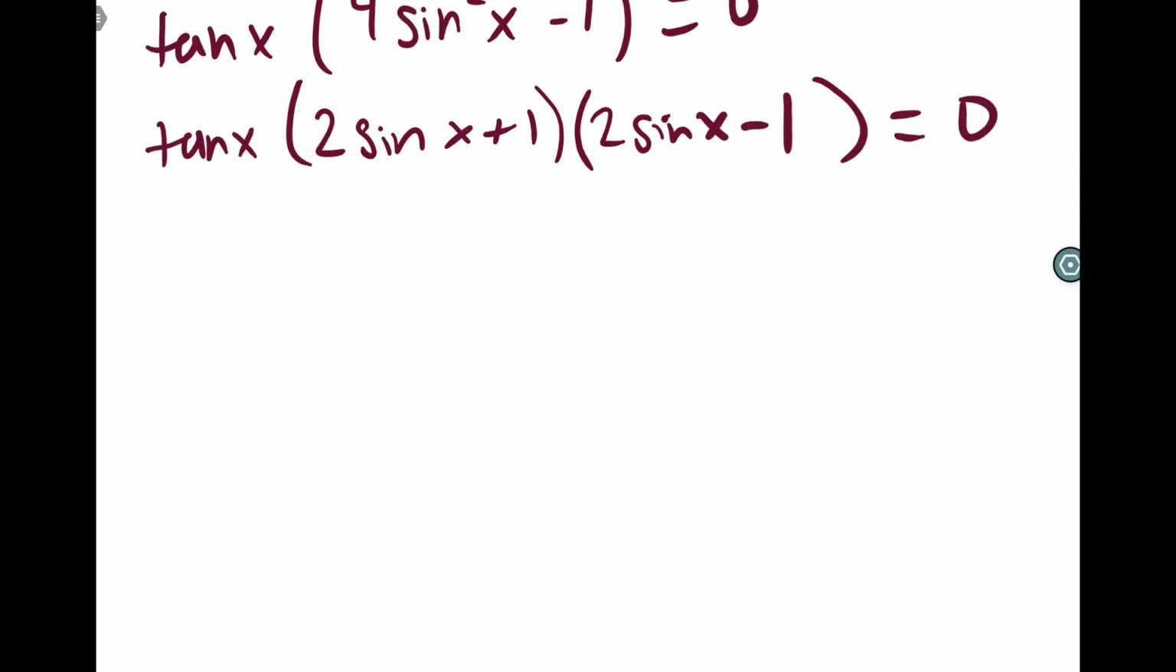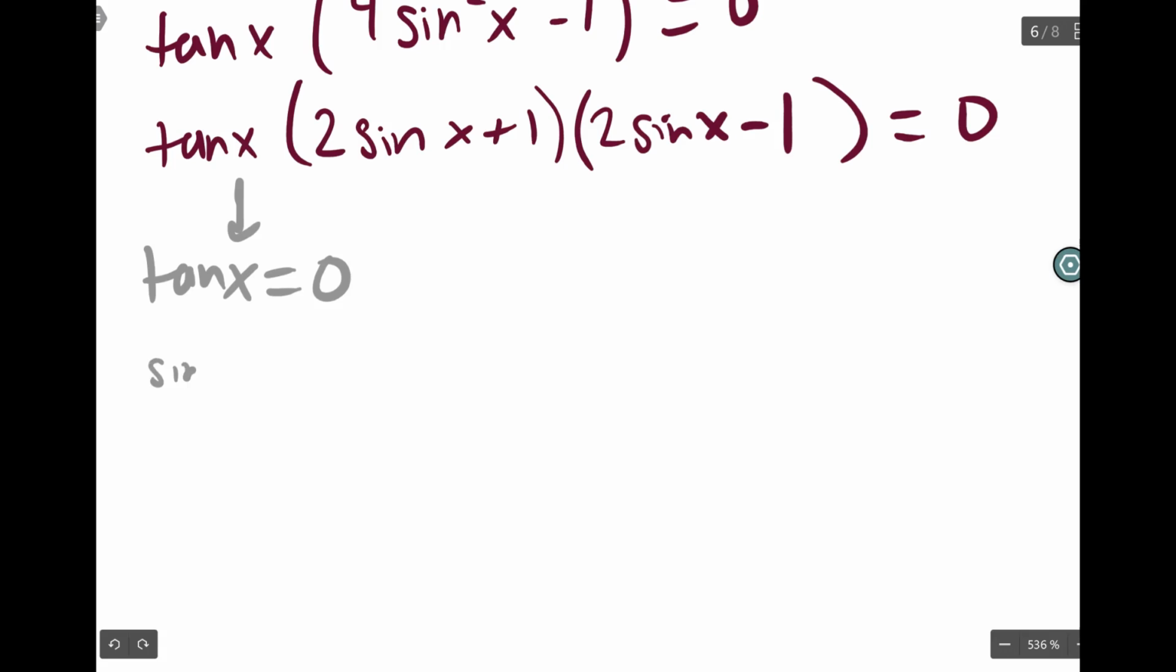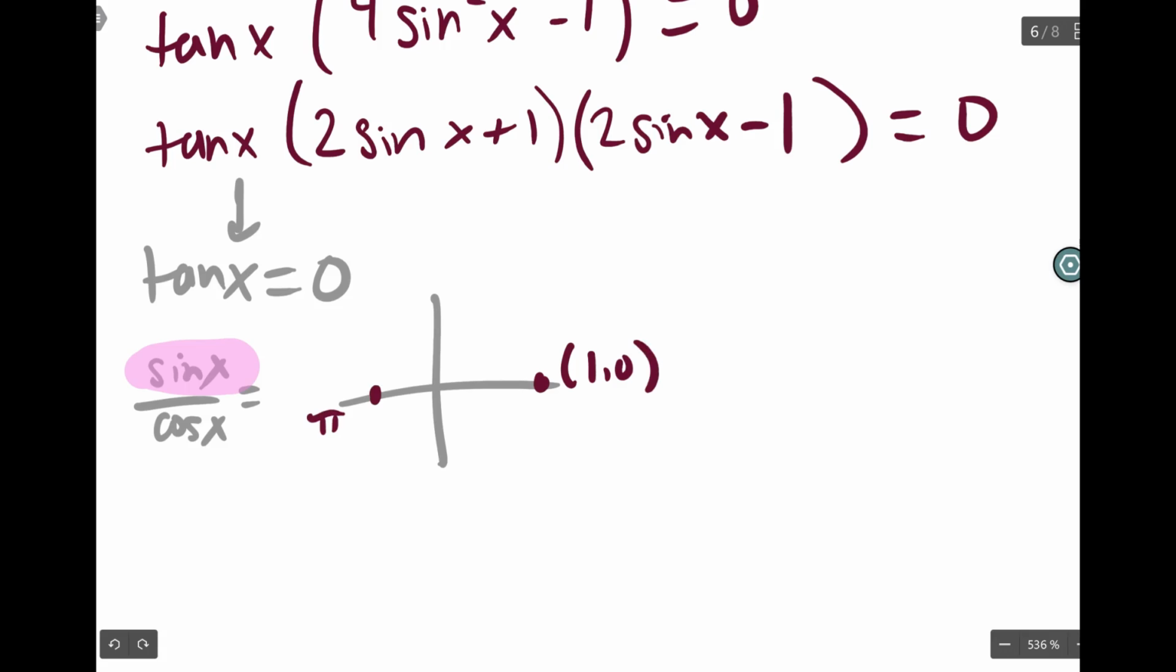So now I'm going to set each one equal to 0. We'll see what we get. So tangent of x equals 0, so where does tangent equal 0? To answer this question, you know tangent is just sine of x over cosine of x. So in order for this to equal 0, what I'm really asking is where does sine equal 0? Sine equals 0 at 0 degrees, and at pi. Those are the only two places sine is equal to 0.